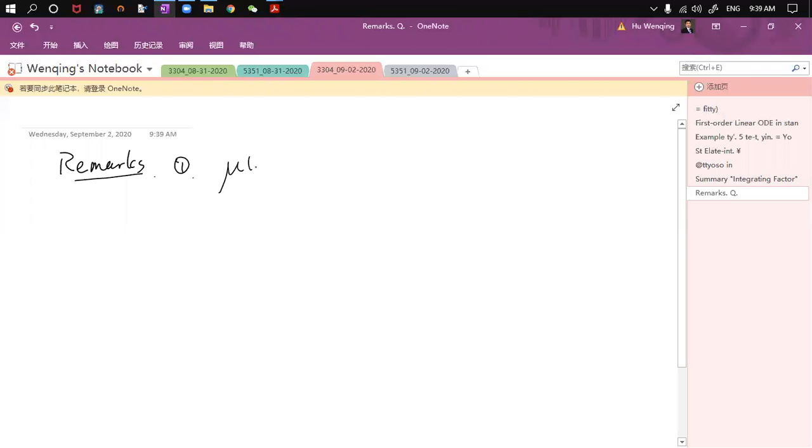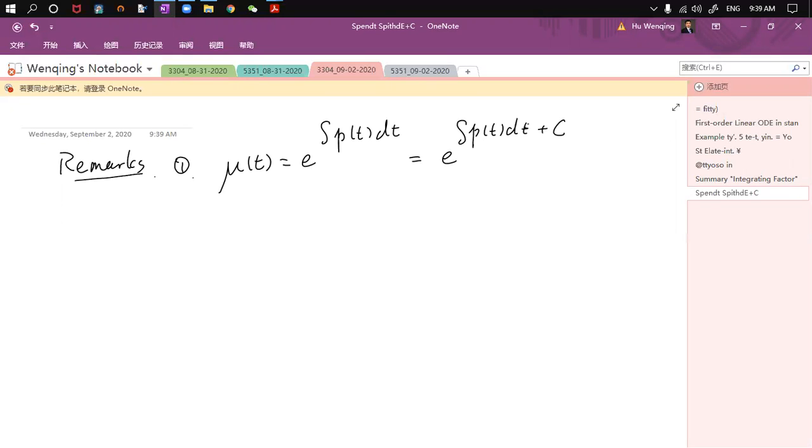First of all, you must observe that mu of t is e to the power of the integral of p of t dt. But this is an antiderivative, so it might be e to the power of the integral of p of t dt plus a constant. Both are antiderivatives. In that case, it is actually c times e to the power of the integral of p of t dt, because e to the power c is a multiplicative constant. So the integrating factor is only determined up to constants.